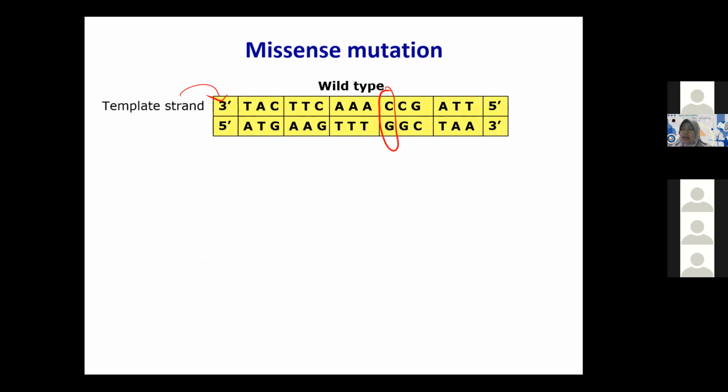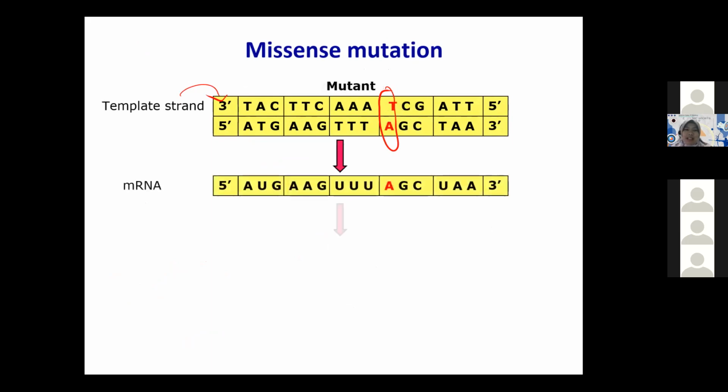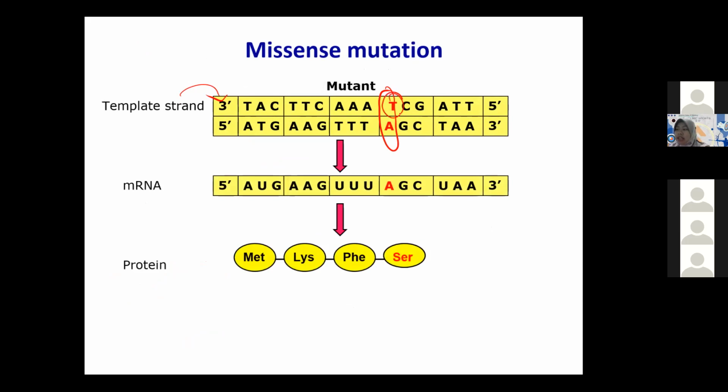Okay, C has been substituted to T. So the complementary base pair of the DNA also changes. So you can see when T of the DNA is substituted, during transcription, T is going to be transcribed into A of mRNA. Okay, so A of mRNA, then you can see the codon change.